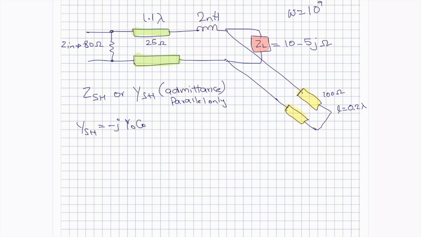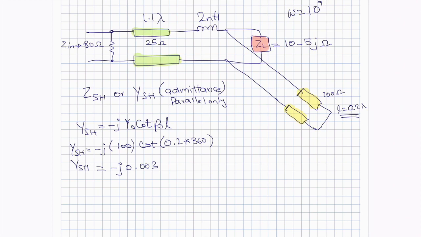cotangent beta L, and your beta L is always given over here. Your length is 0.2 and your impedance is 100 ohms. So Y naught is 100 ohms, cotangent of beta L. You can consider this 0.2 as 0.2 times 360 degrees, because 1 lambda is 2 pi, and 2 pi is also 360 degrees. So if I run these numbers, I'll just get J 0.003. That's my admittance from the short stub on the right, given in yellow.